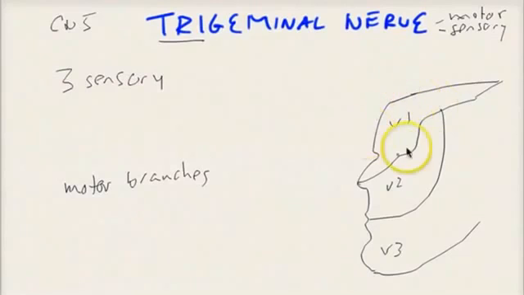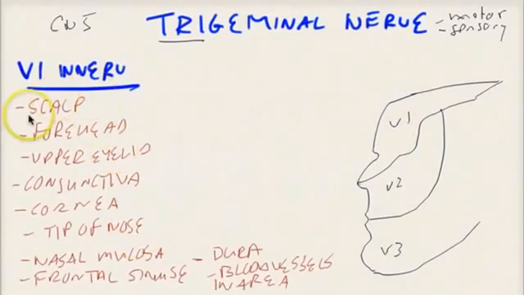Now, V1 up here carries sensory information from the scalp and the forehead, the upper eyelid, the conjunctiva, and the cornea of the eye, as well as the nose. Now, this includes the tip, but it excludes the lower portion. Okay? And it also carries sensation from the nasal mucosa, the frontal sinuses, and the dura and blood vessels within the area. Now, here's the list. You can take a moment and write all this down.